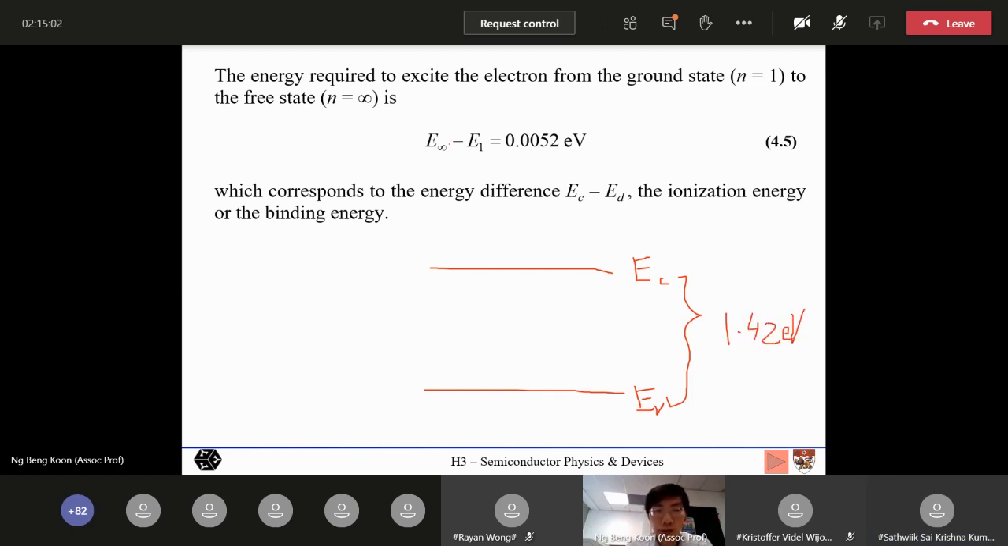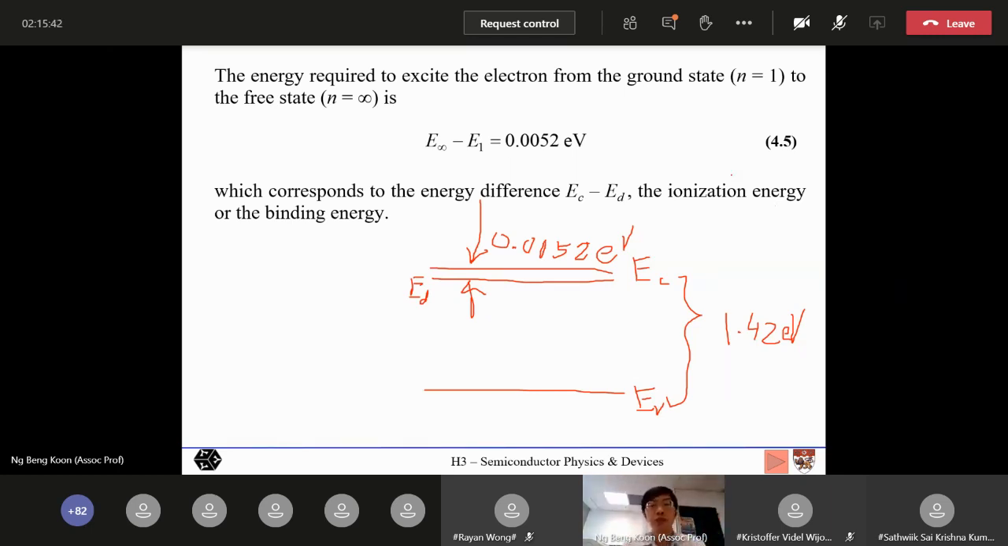So if the donor level is only 0.0052 eV from the conduction band edge, then you expect this donor level to be pretty close to the conduction band edge. This separation here is just 0.0052 of an eV. That's the binding energy. It's very, very small. So if you have a little bit of thermal energy, you expect the fifth electrons to be ionized quite easily. You get into the conduction band very quickly. So the binding energy is very small, and the level is very close to the conduction band edge.